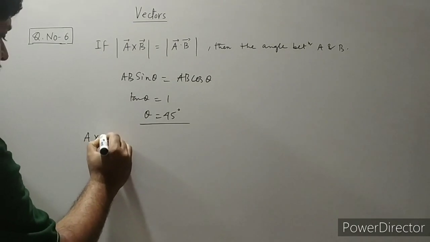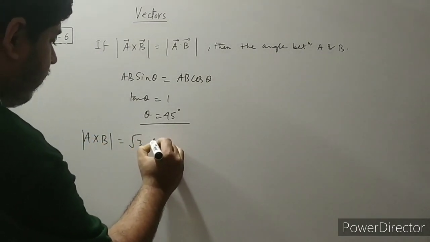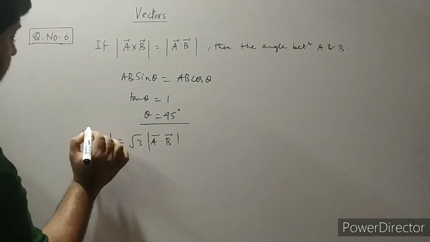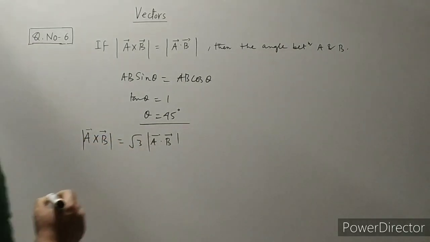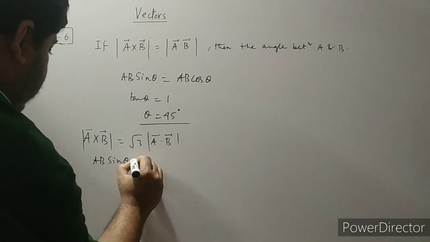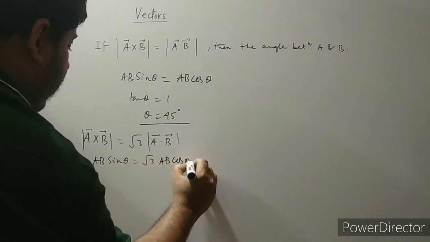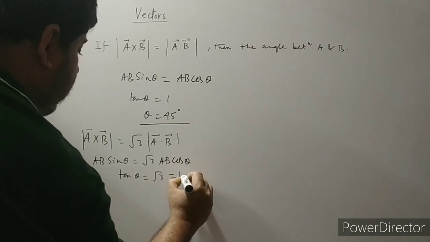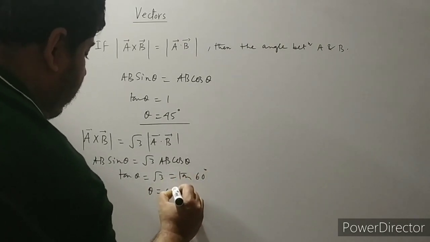Instead of giving this, questions of this sort may also be given. Mod A cross B is equal to, say, root 3 times mod A dot B. So AB sin theta will be root 3 AB cos theta. Fine. So tan theta will be root 3, which means tan 60. Then theta will be 60.